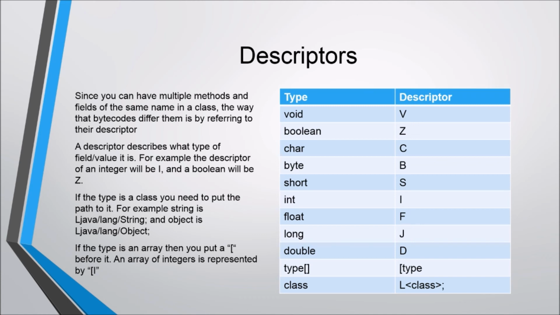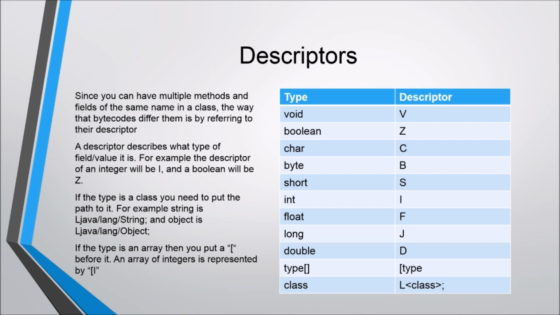So let's say that you've got a field and it's an integer, then the descriptor for that will simply be I, as seen in the table. If you've got a boolean, then it will be Z. There's different naming because there were conflicts, I'm guessing. As you can see, boolean and byte can't both be B, so they gave boolean Z, and character and class can't both be C, so they gave class L, and class and long can't both be L, so they gave long J, and then everything else is fine.